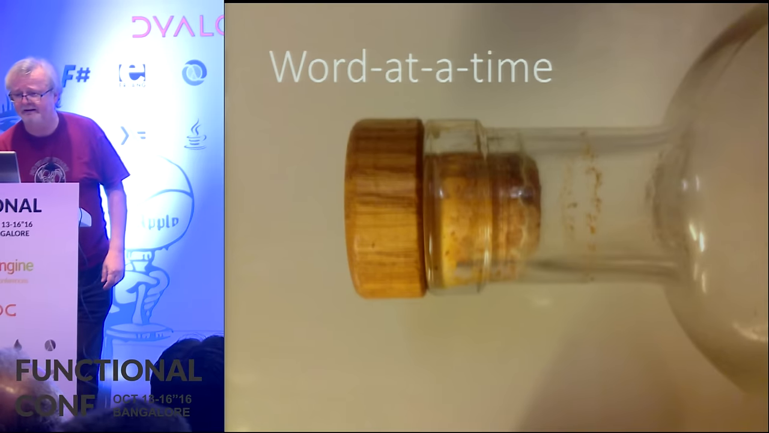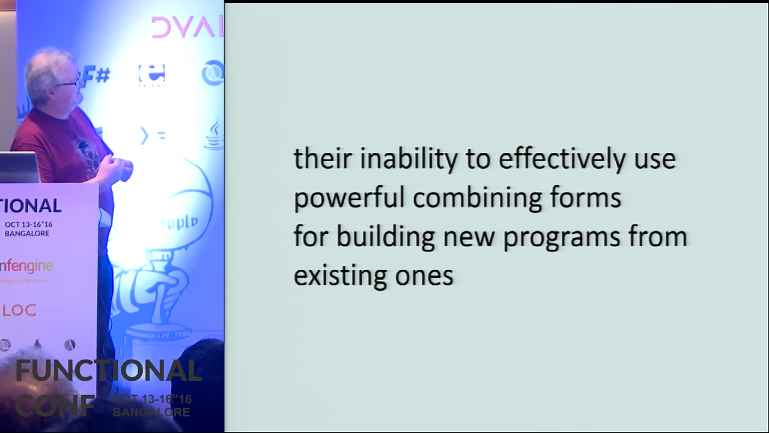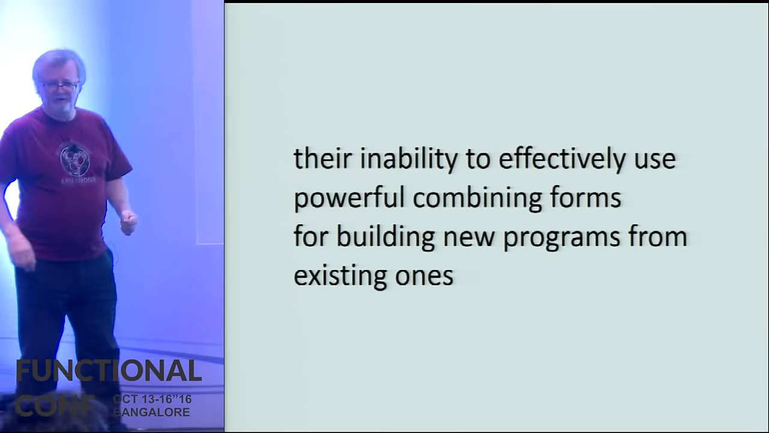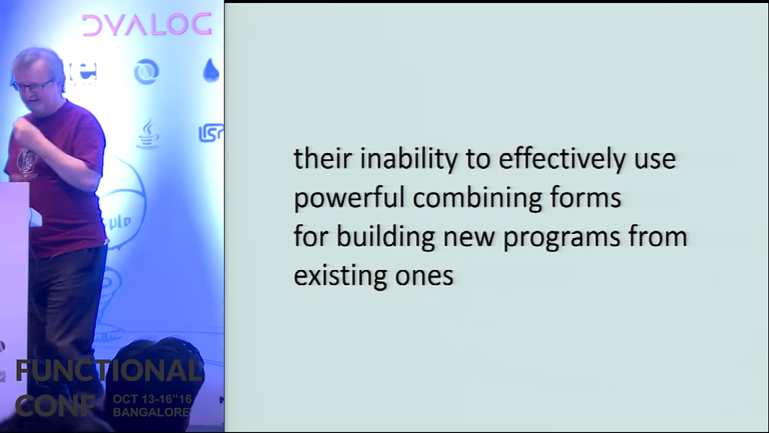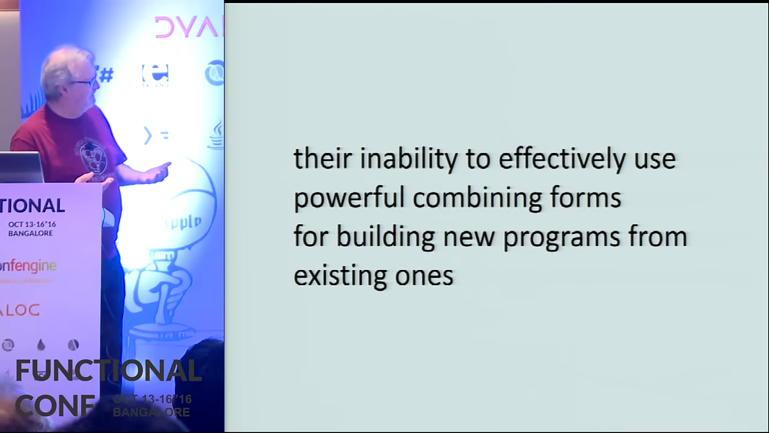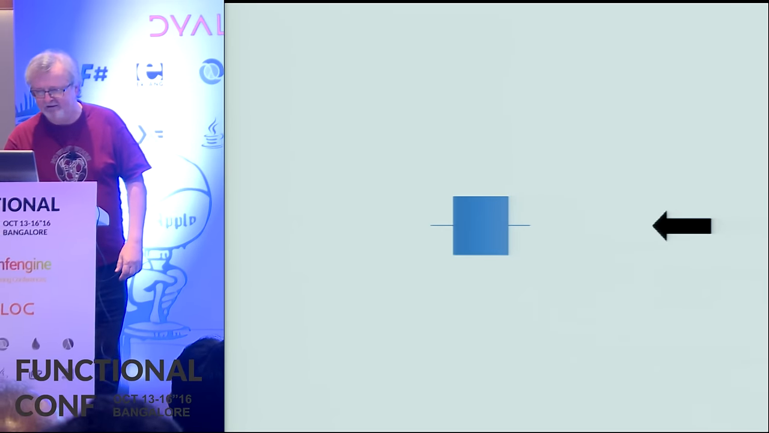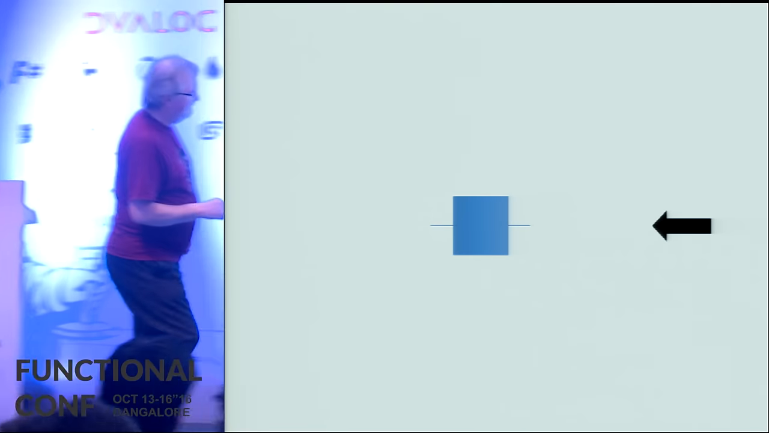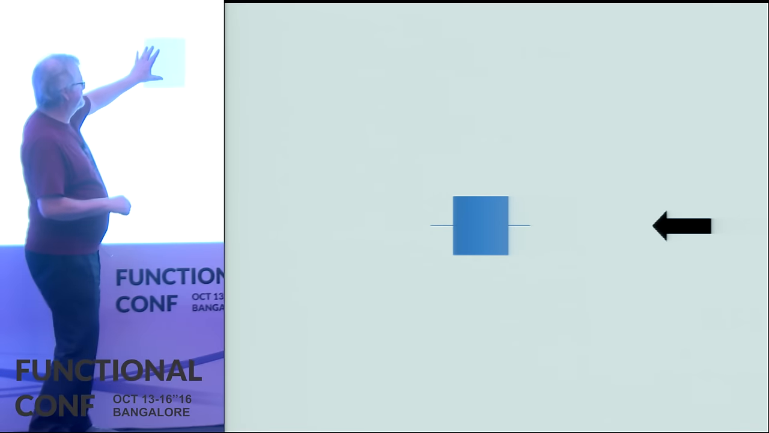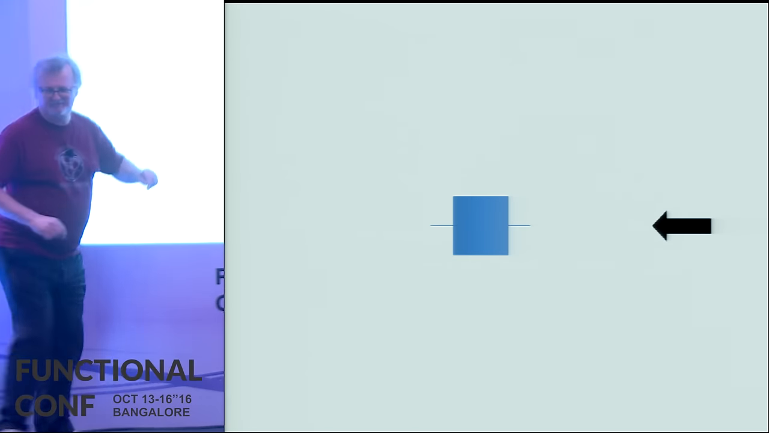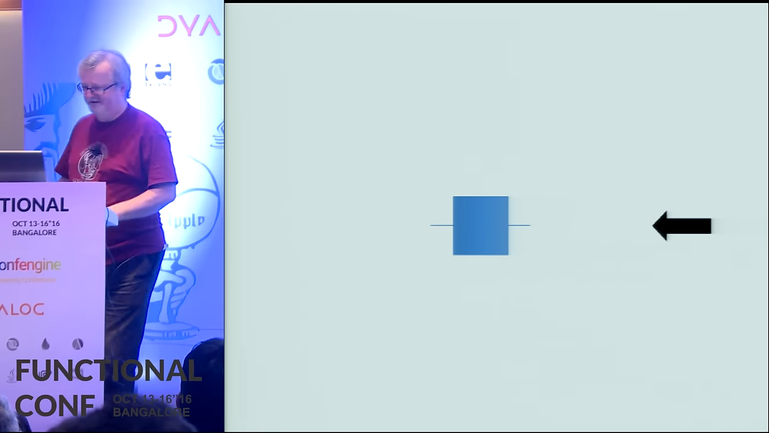What else was wrong with them? Their inability to effectively use powerful combining forms for building new programs from existing ones. What combining forms was he thinking of? Well, I'm going to illustrate a couple of his combining forms with diagrams. So in these diagrams, boxes are going to represent functions mapping inputs to outputs, and the inputs are coming from the right, which might surprise you a little bit at first.